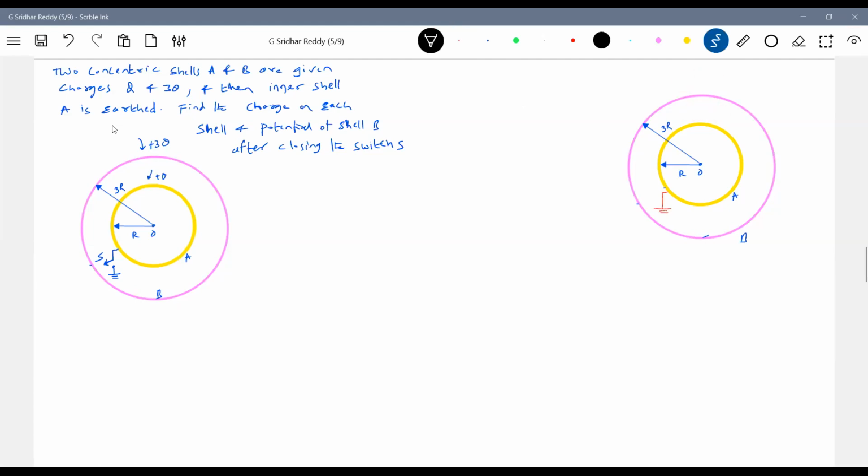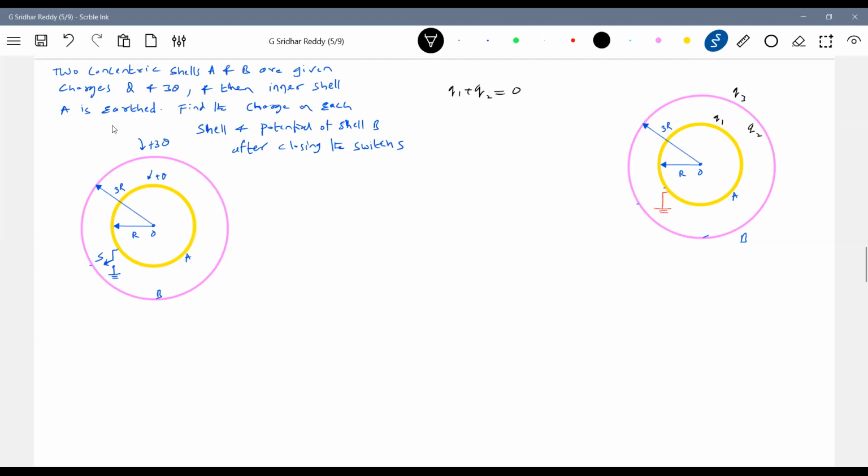Let the charges on the surfaces be Q1, Q2, Q3. Don't do it like Q1, minus Q1; take the charge on all surfaces as Q1, Q2, Q3. Then from Gauss law, if you draw a Gaussian surface in the material of shell B, the net field should be 0. So the very first condition is Q1 plus Q2 equal to 0. This is the first primary condition.